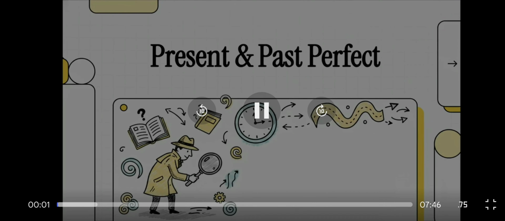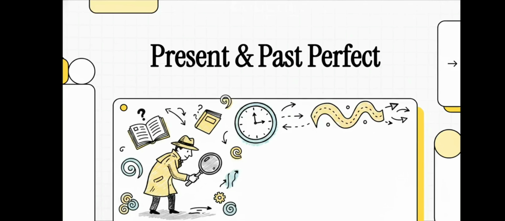Welcome to this explainer. Okay, today we're literally putting on our trench coats, grabbing our magnifying glasses, and stepping into the role of grammar time detectives. We're going to solve the mysteries of two of the absolute most important and, let's be real, often most confusing advanced English tenses, the present perfect and the past perfect.